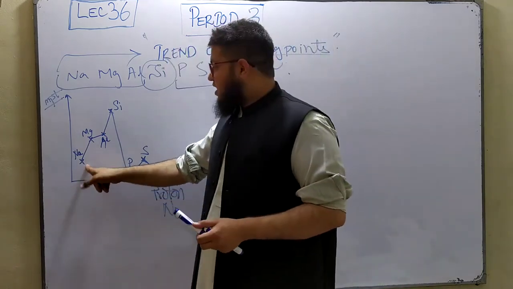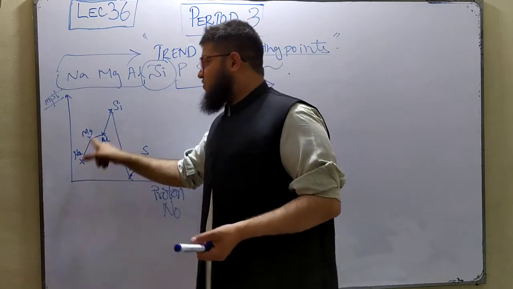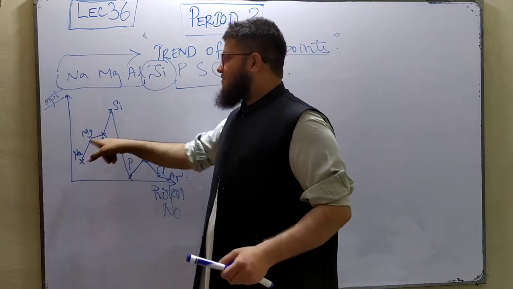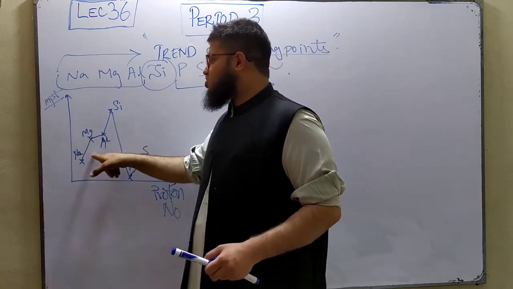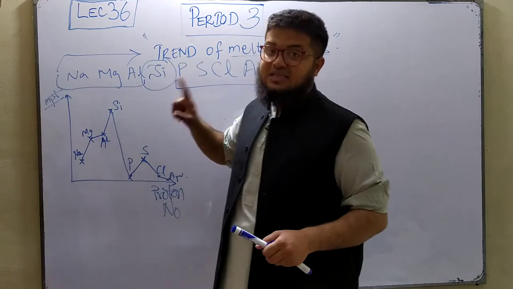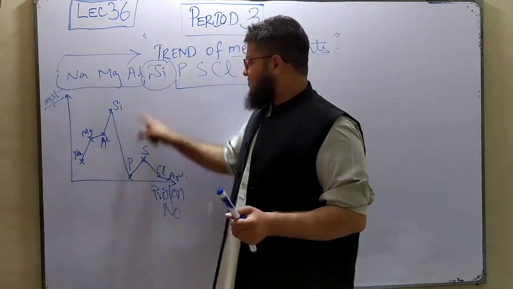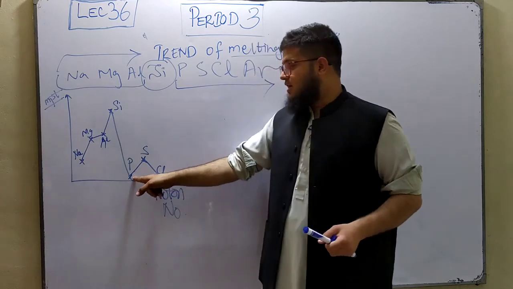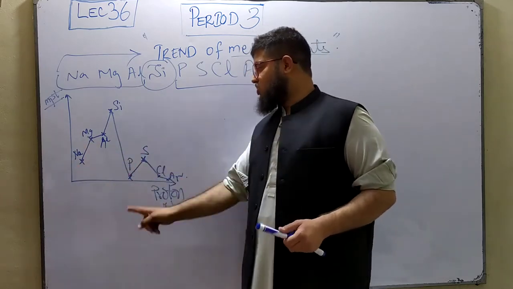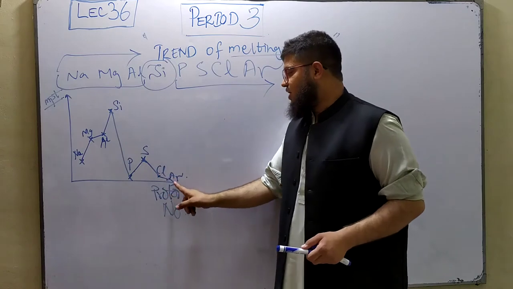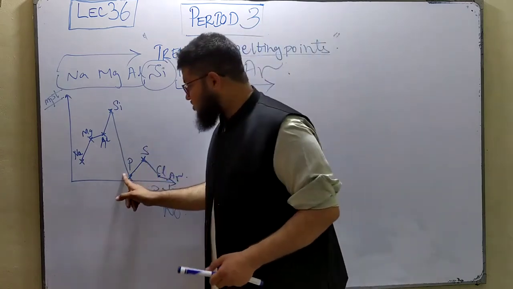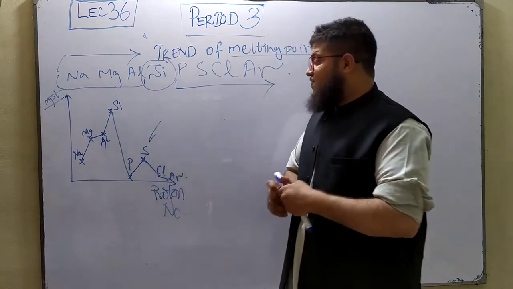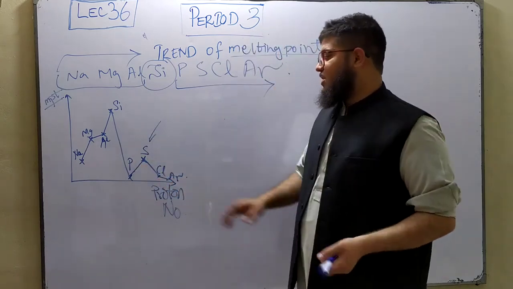Sodium has a particular melting point. Magnesium will have a higher melting point. I'll explain why. Then aluminum will have a slightly higher melting point than magnesium. And then silicon will have the highest melting point. I'll explain why. Then phosphorus, after silicon, has a lower melting point as compared to sodium and magnesium. Then comes sulfur, then chlorine, then argon, and sulfur has a higher melting point than phosphorus. Why? That's also a question. This is the 4th question you have. Why is sulfur above phosphorus? And then comes chlorine, and then comes argon.